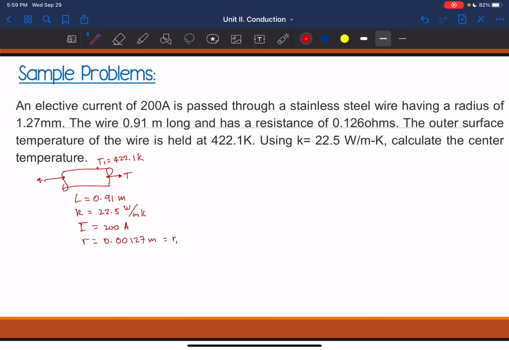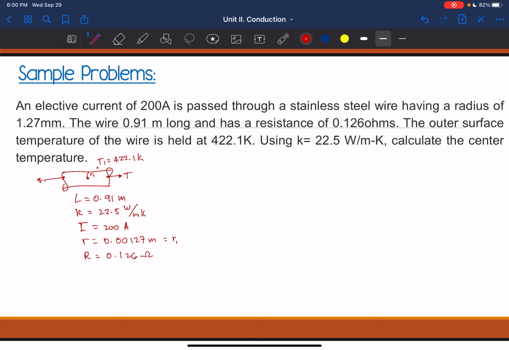So from the center to the surface, that would be your R sub 1. It has to get the temperature at the center of the wire. Okay? And you're also given a resistance equivalent to 0.126 ohms.